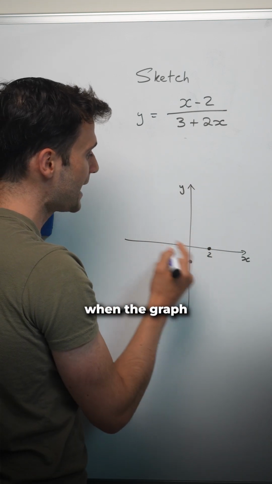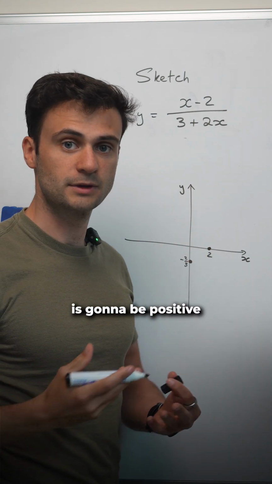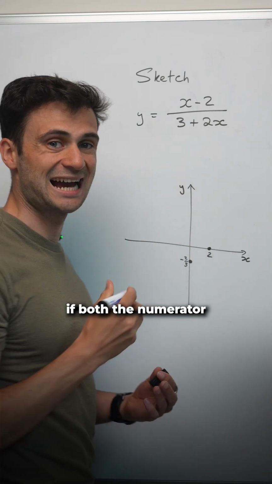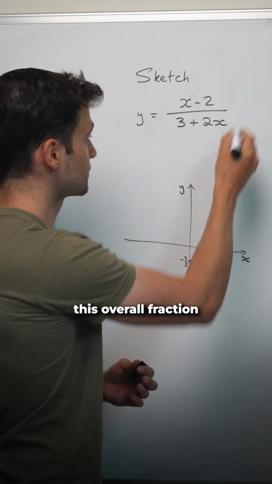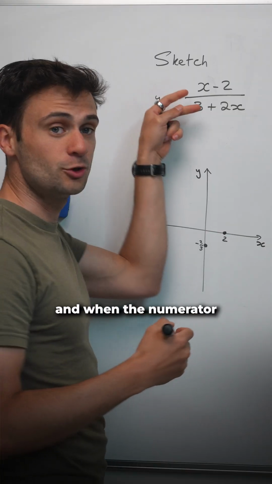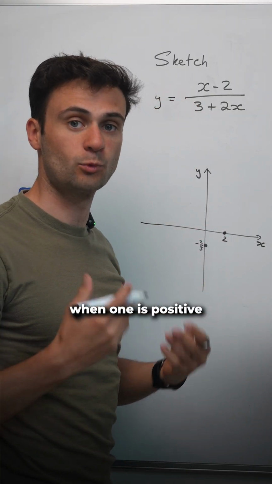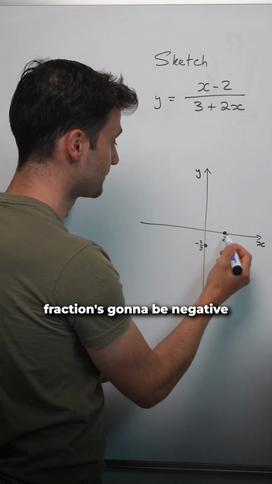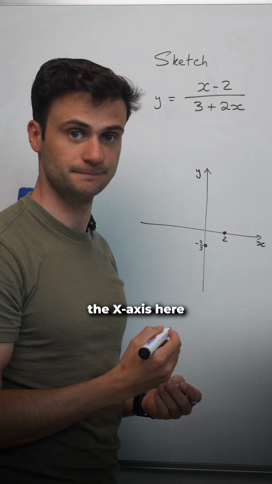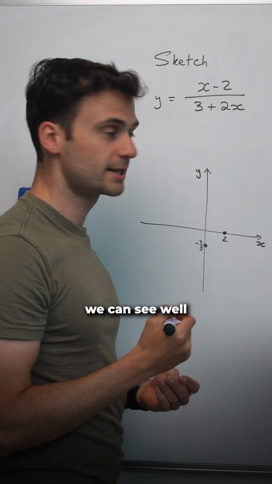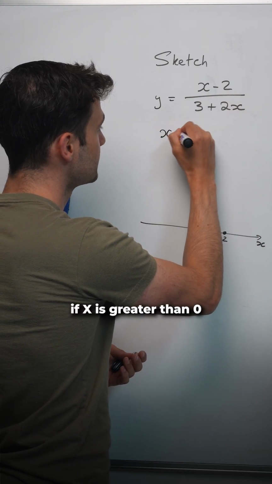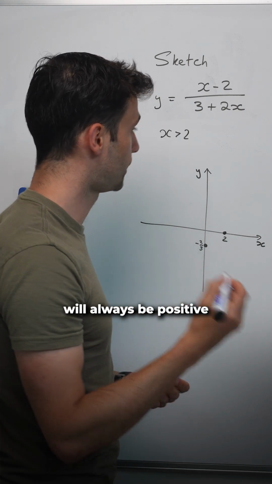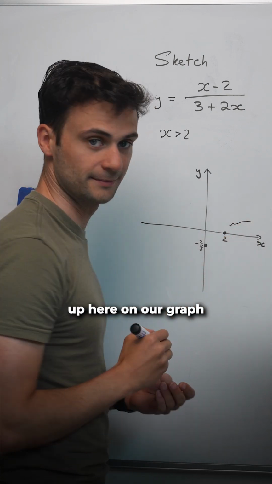So we need to know when the graph is going to be positive and when it's going to be negative. And we know that for this fraction, if both the numerator and the denominator are positive, then this overall fraction is positive. And when the numerator and the denominator have opposite signs, when one is positive and the other is negative, that is when our overall fraction is going to be negative and we are below the x-axis here. So looking at these two parts, we can see, well, if x is greater than 2, then both the numerator and the denominator will always be positive. It's going to be somewhere up here on our graph.